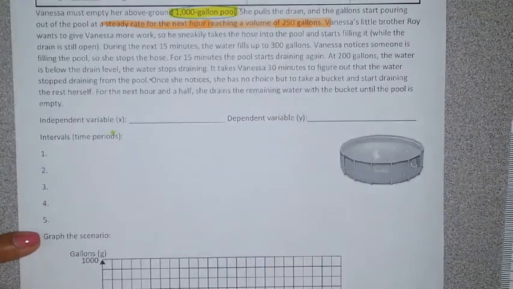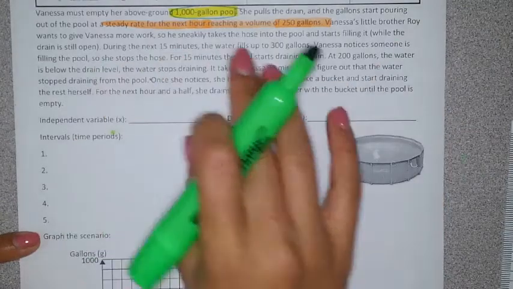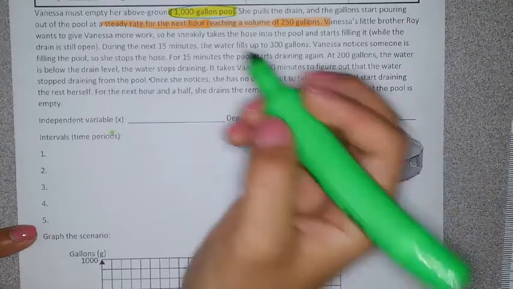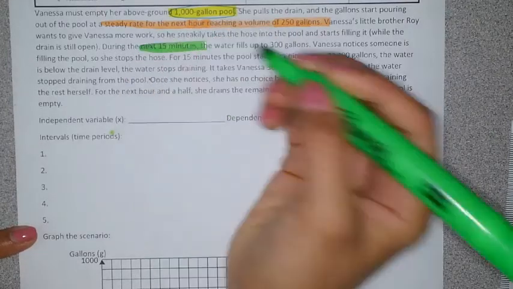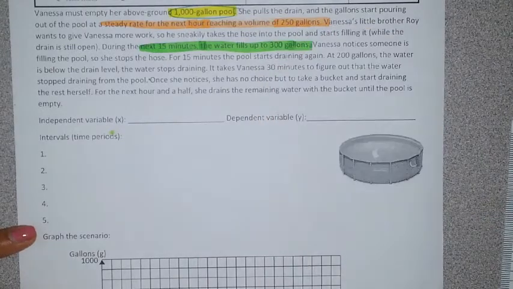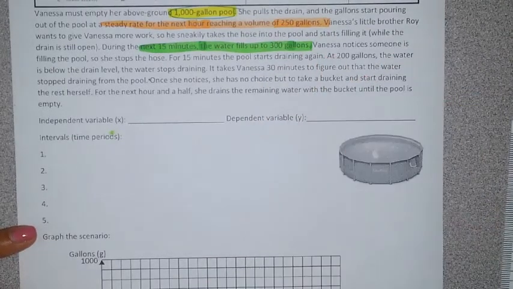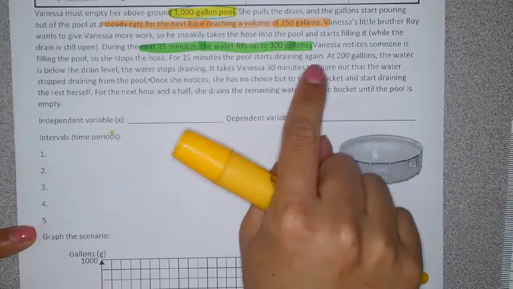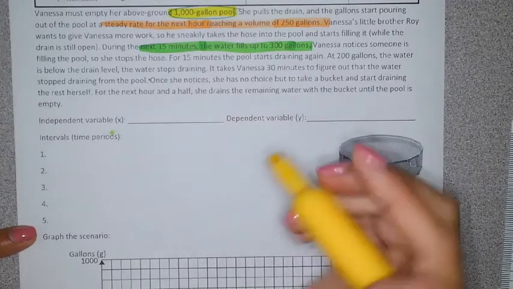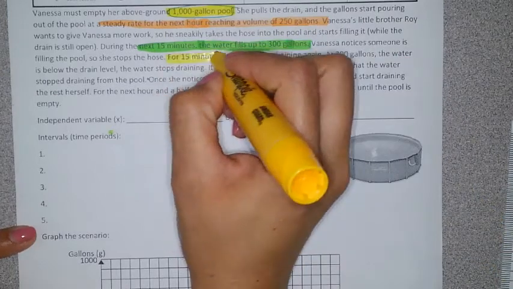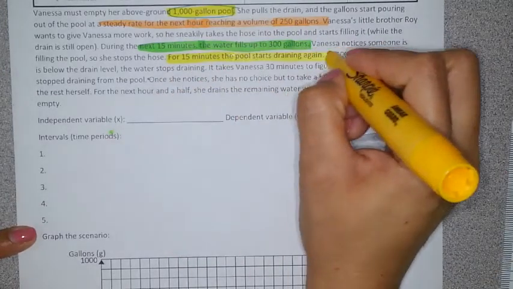Okay, Vanessa's little brother Roy wants to give Vanessa more work, so he starts filling the pool. During the next 15 minutes that this is happening, the water goes back to 300 gallons. So that's my next interval. So finally, for 15 minutes, the pool starts draining again.